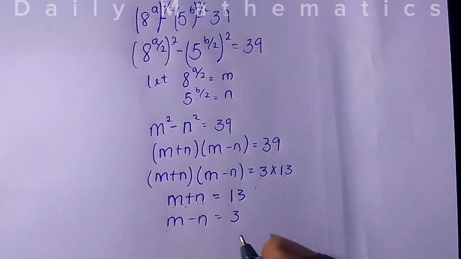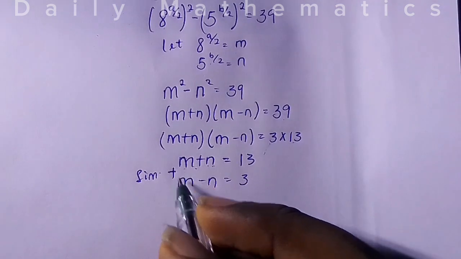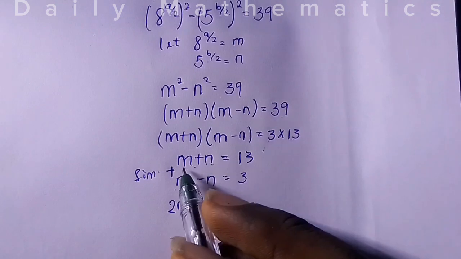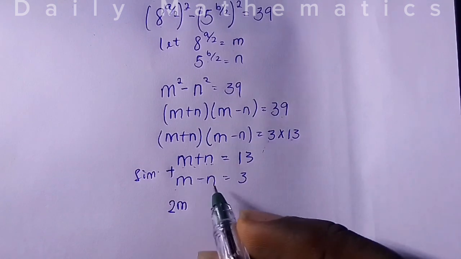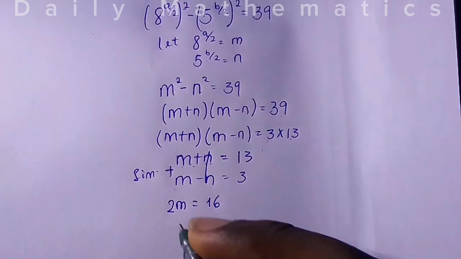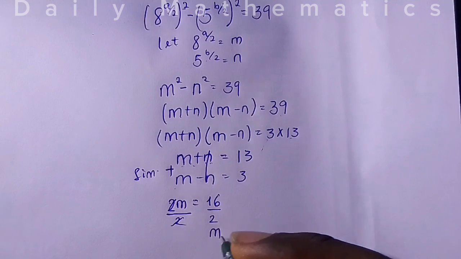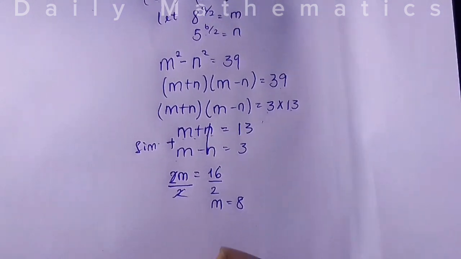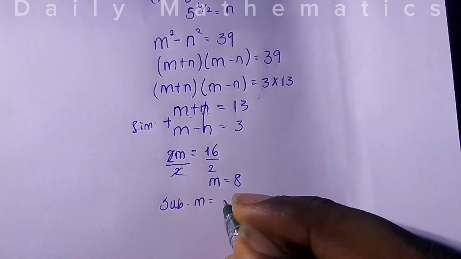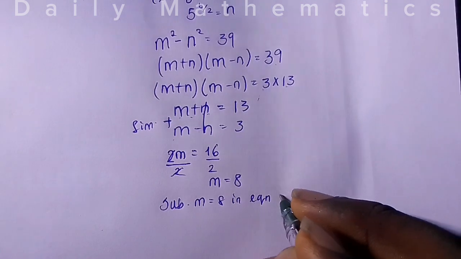Now that we have a simultaneous equation, what are we going to do next? We add both equations. m plus m gives us 2m, and n plus minus n cancels. 13 plus 3 gives us 16. We divide both sides by 2, so m equals 8. So we substitute m equals 8 in any equation. I'm using equation 1.